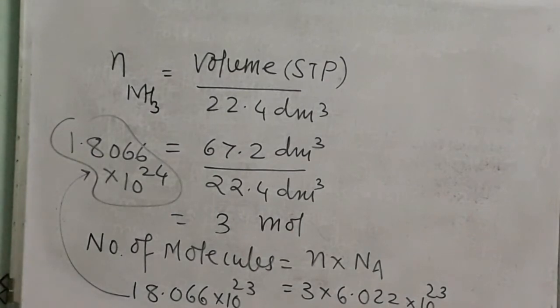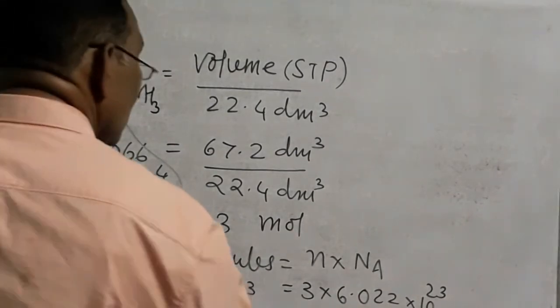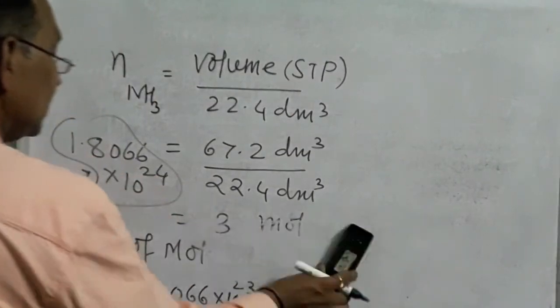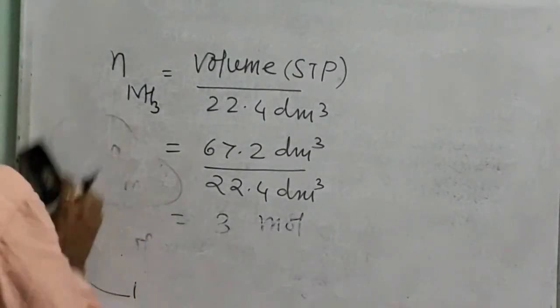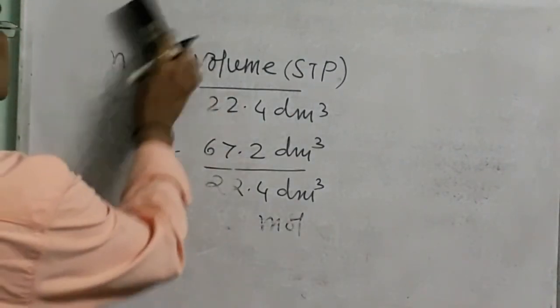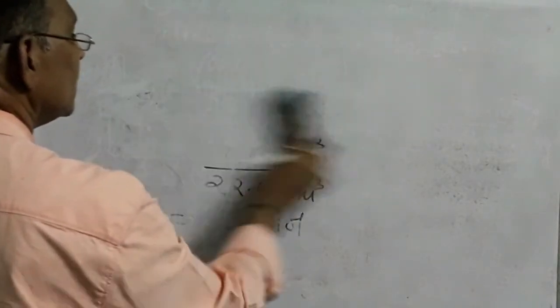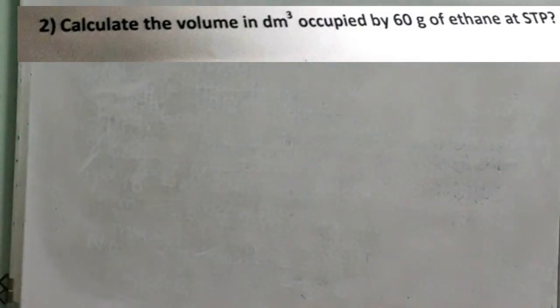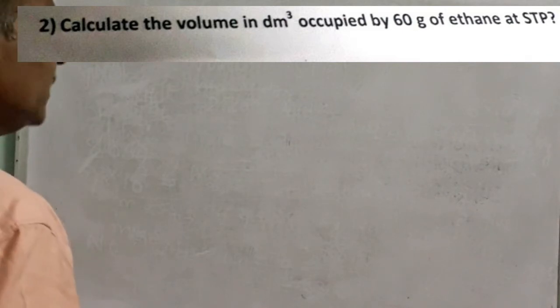Now see which question appears on the screen. Next one. It is like this: calculate the volume in dm cube occupied by 60 gram of ethane at STP. 60 gram of ethane at STP.